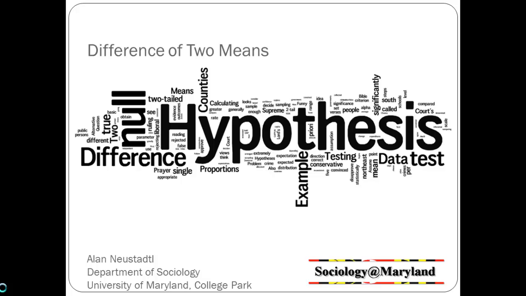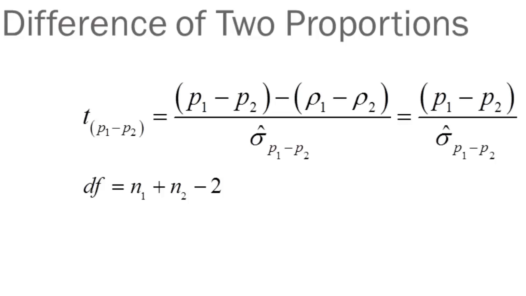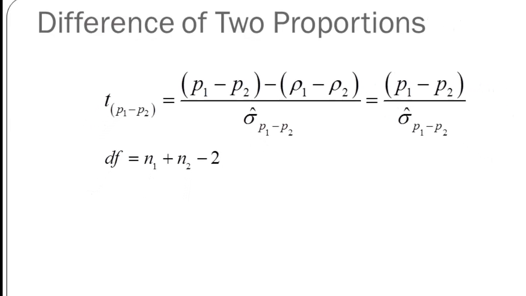The final major topic we want to discuss here is the difference of two proportions. This is very similar to the difference of two means, but with a slightly different formula for calculating the standard error. But conceptually, it's very similar. Here's our formula. Notice that, in general, we're calculating the difference of two proportions in the numerator, and we're dividing by a standard error. This is very similar to the difference of two means.